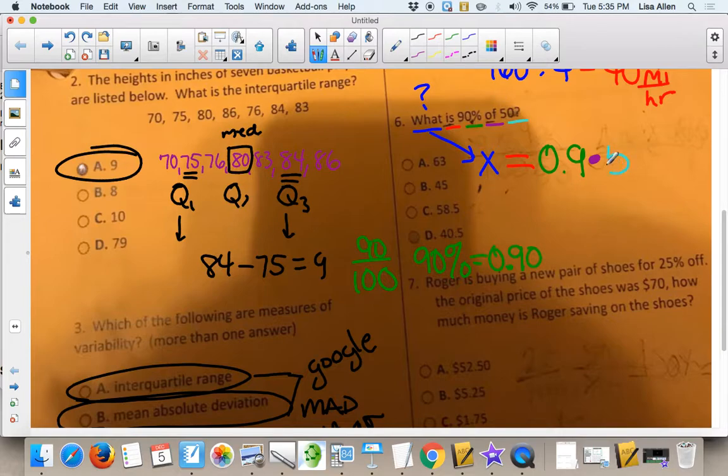All right, so then we have 50. We're just going to put that in here as 50. So there's my equation. X is equal to 0.9 times 50. When we multiply that, we get x is equal to 45. 9 times 5 is 45. So 0.9 times 50 is equal to 45. And we'll circle the answer.